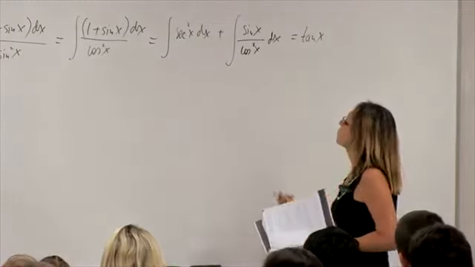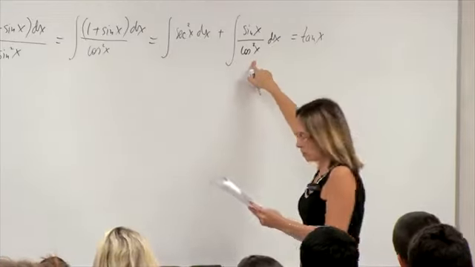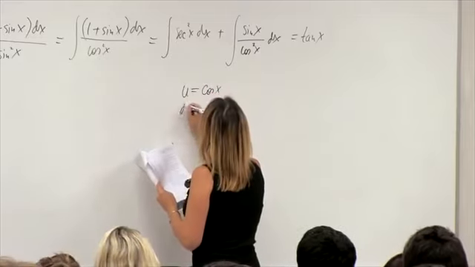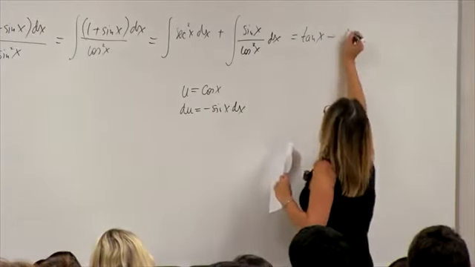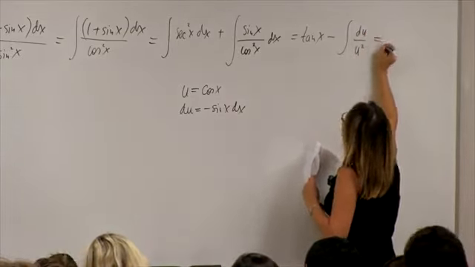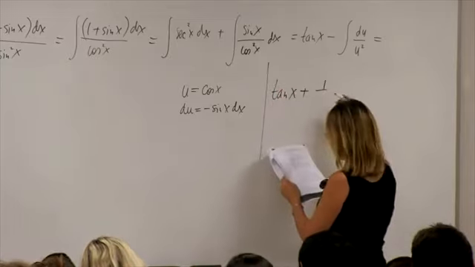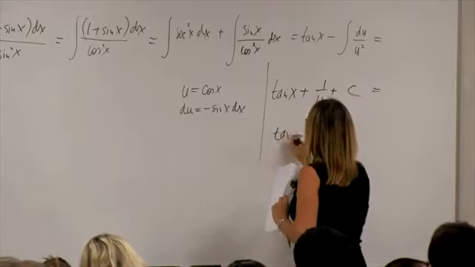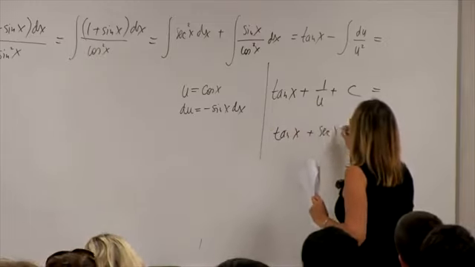How about this one? Substitution, right? We can see that sine is proportional to the derivative of a cosine. So we can say that u is cosine x, du is minus sine x dx. So this becomes minus du over u squared, which gives tangent x plus 1 over u, which is the same as tangent x plus 1 over cosine x, or plus secant x, plus c.